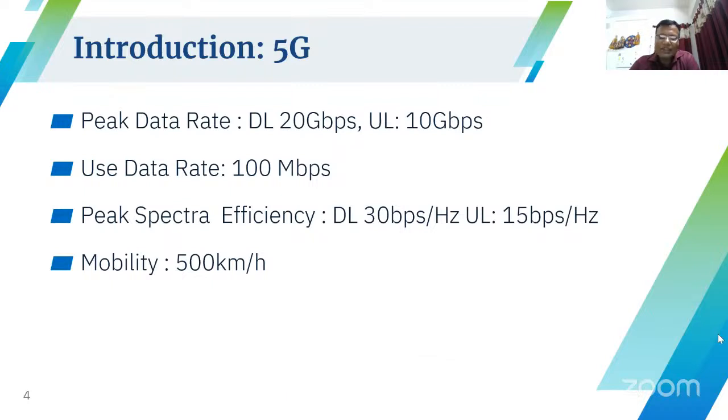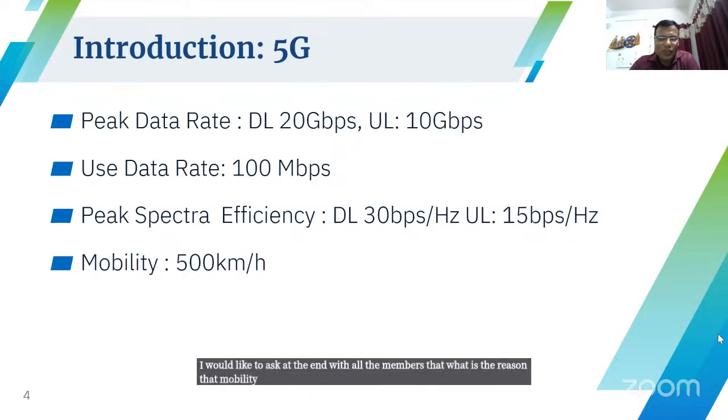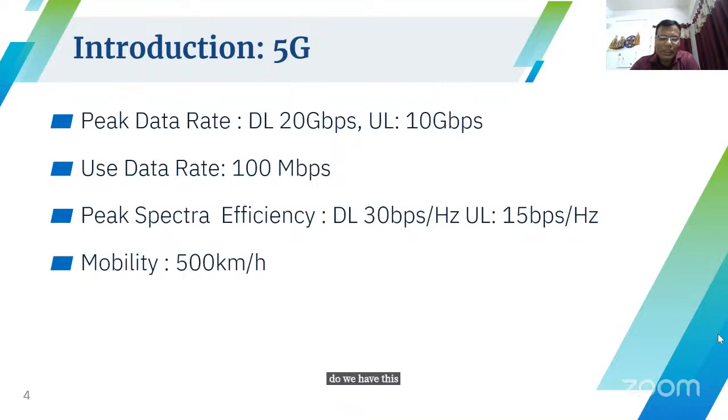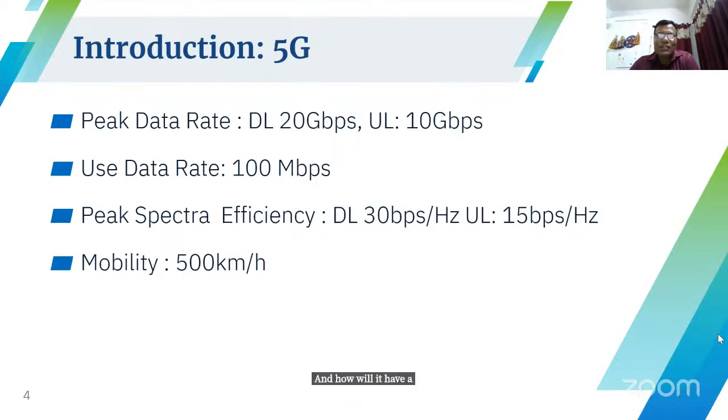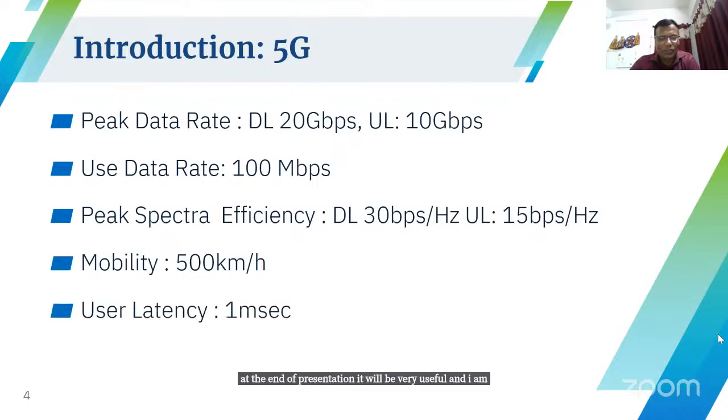I would like to ask, at the end, all the members: what is the reason for mobility? Do we have this kind of speed available with vehicles or something where a mobile is being used? And which area of RF communication will get affected at such a high speed, and how will it have an adverse impact? So I request all the audience, if somebody can tell me in brief at the end of the presentation, it will be very useful, and I will feel I am able to communicate some good information.